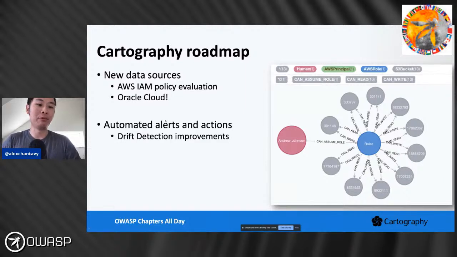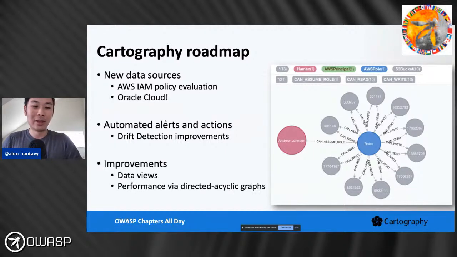We want to improve drift detection. We want to improve having automated alerts and actions. There's a number of different ideas there that I'll share later on if you're interested. And finally, in terms of other improvements, we want to make it easier to view data so that you don't have to write Cypher queries to view everything. We want to improve the performance of our data sync by using DAGs, perhaps by using Apache Airflow, or by rolling our own DAG solution. I don't know, there are a couple of different ideas there.